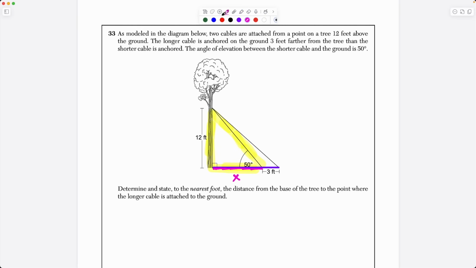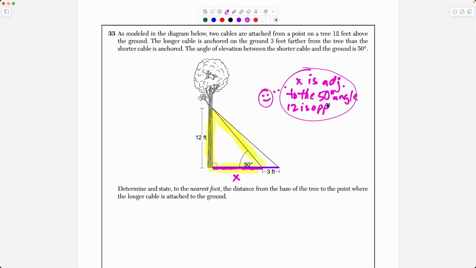So when I look at this one, I see X. And when I think my way through this, I say X is adjacent, I'll just abbreviate adjacent, to the 50-degree angle. Okay, so that's where my head goes. X is adjacent to the 50-degree angle. And I would say 12 is opposite of the 50-degree angle. Okay, so when I say opposite and adjacent, that makes me think of tangent.